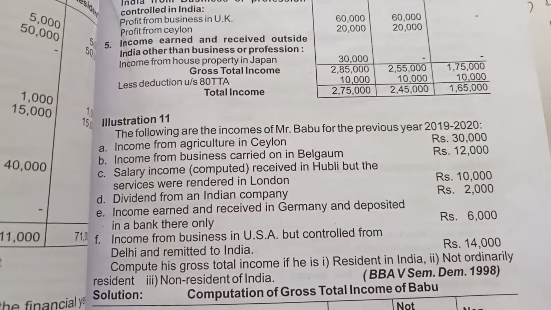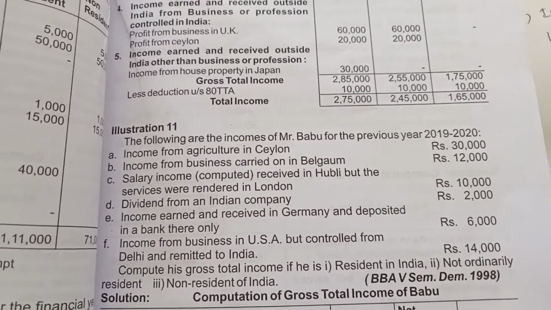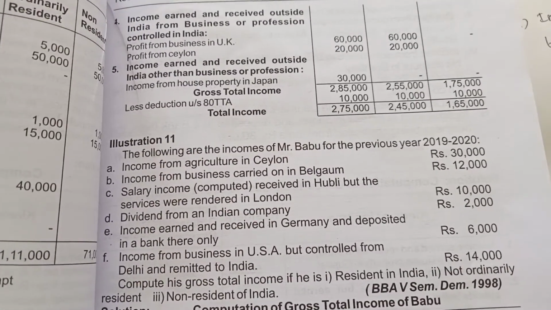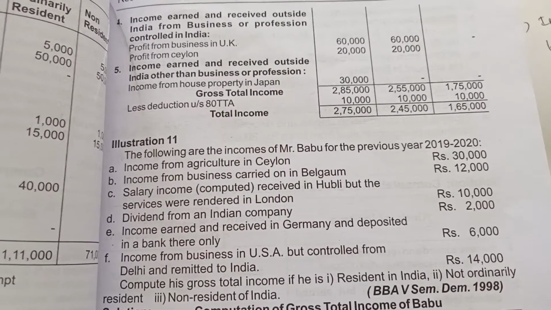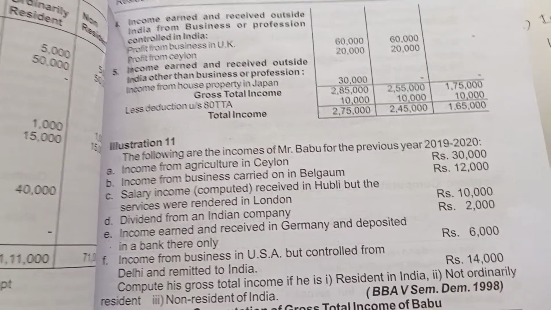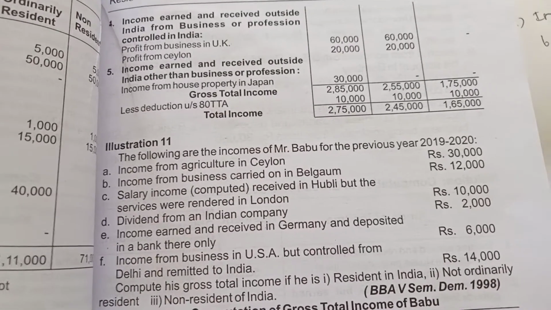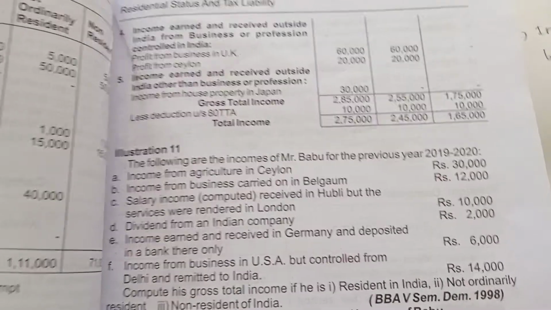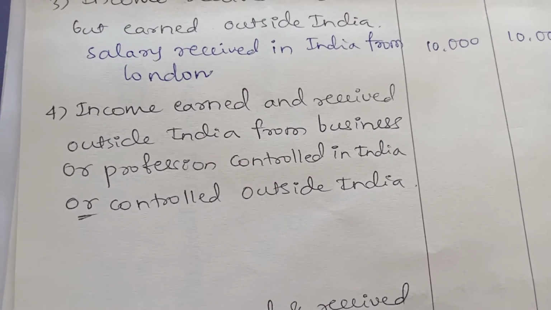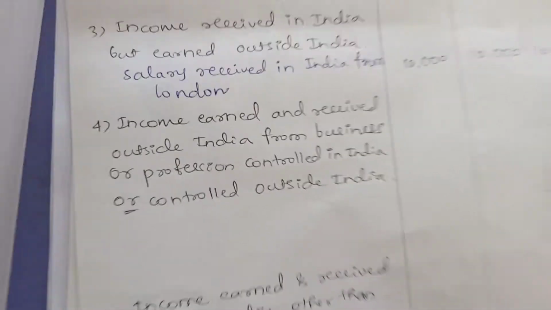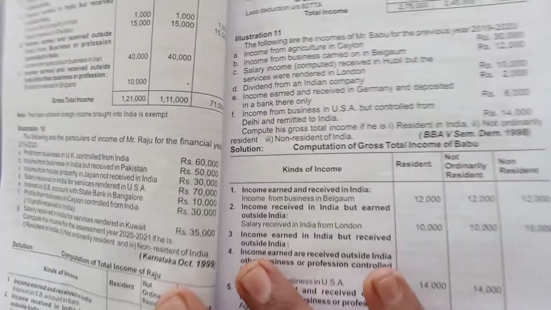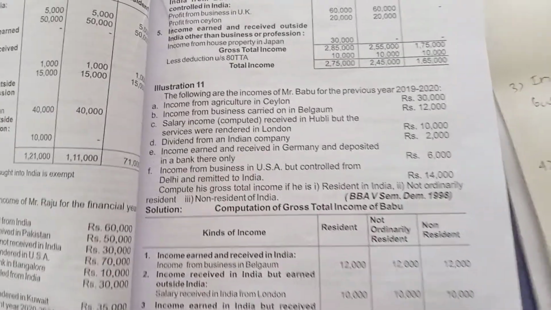Income from business in USA but controlled from Delhi, remitted to India. It means that the origin of the income is outside India, earned outside India, and that business is controlled from Delhi, controlled from India. That is why it is our fourth head: income earned and received outside India from business or profession controlled in India or from India, amounted to rupees 14,000.